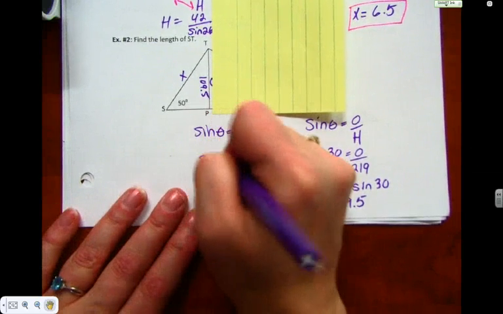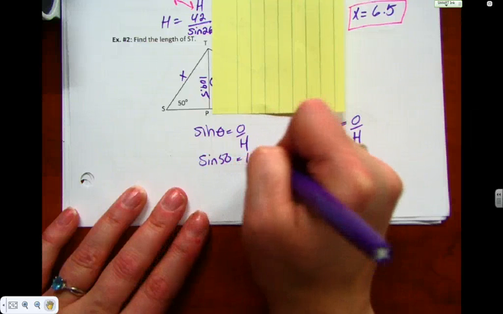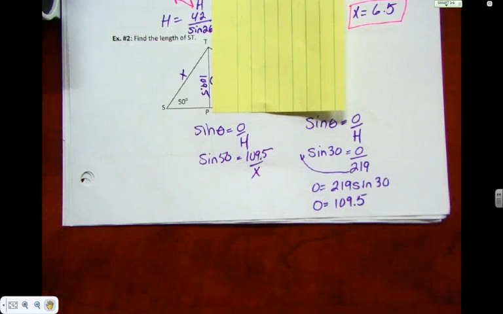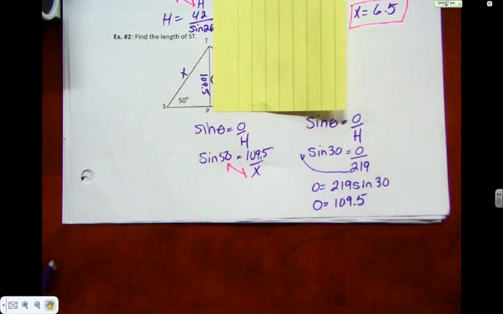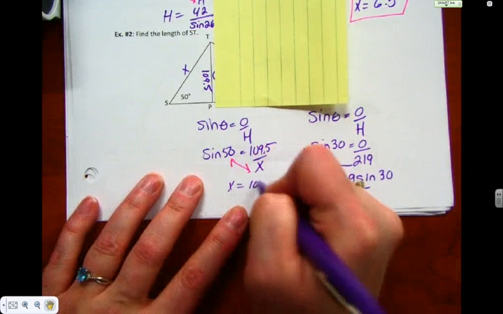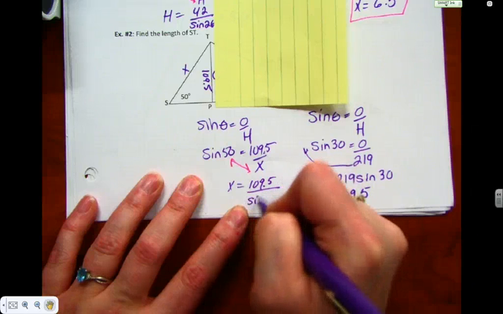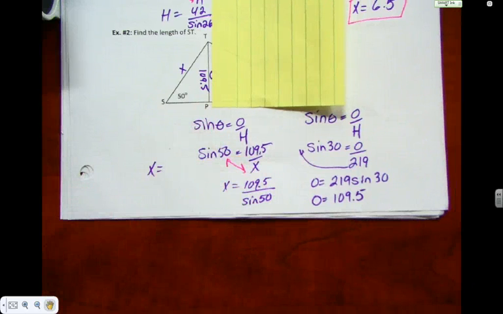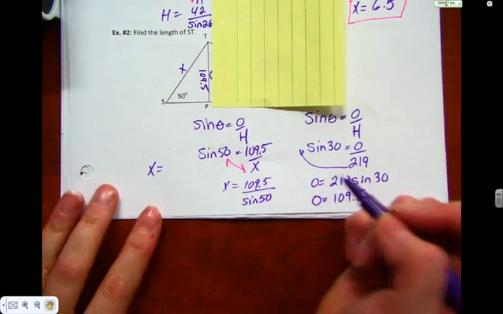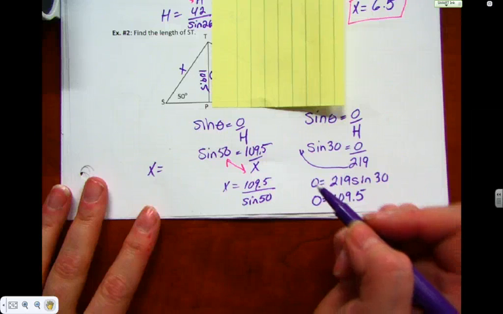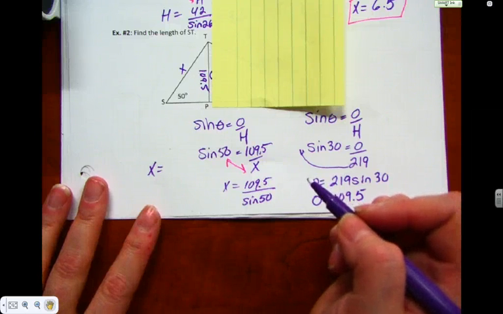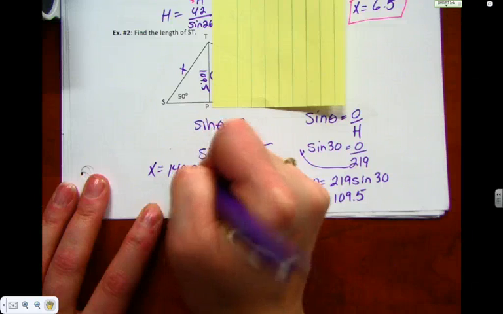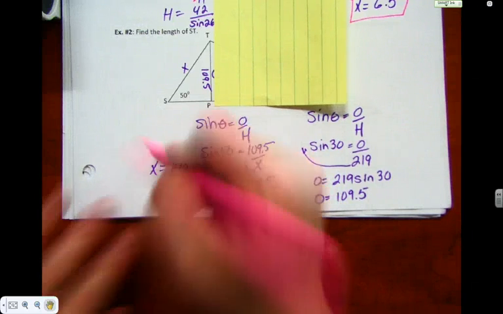Sine of 50 equals 109.5 over X. If you want to use the quick way, how do we isolate X? Switch it. Again, if your brain wants to do it in 2 steps, that's fine as well. Offer of 142.9. There we go.